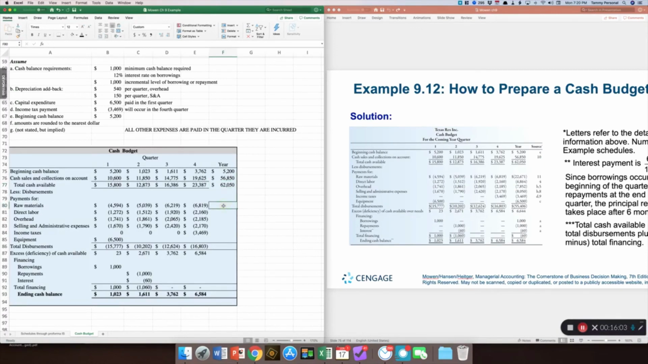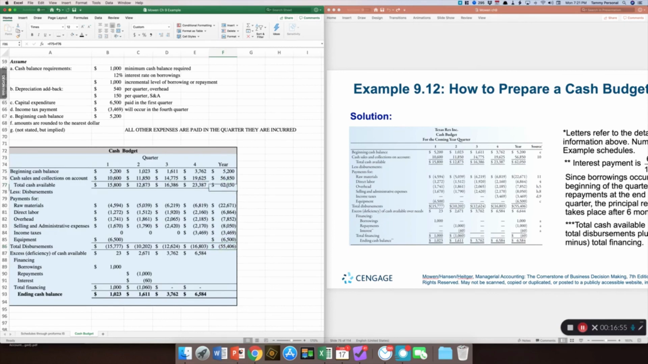We spent $22,000 on raw materials, $6,800 on direct labor, $7,852 on overhead, $88,050 on selling and administrative expenses, and $3,400 in taxes, and then $6,500 for a new piece of equipment, meaning that we expended a total of $55,406 in cash.